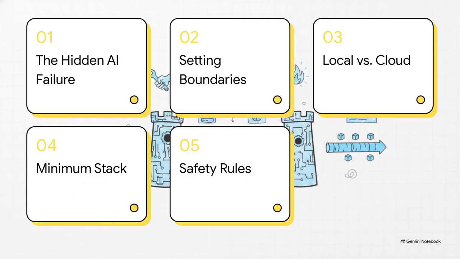Okay, let's just jump right into our agenda. We're going to cover 5 key things today. 1, the hidden AI failure. 2, setting the right boundaries. 3, local versus cloud realities. 4, building your minimum stack. And finally, 5, the non-negotiable safety rules.